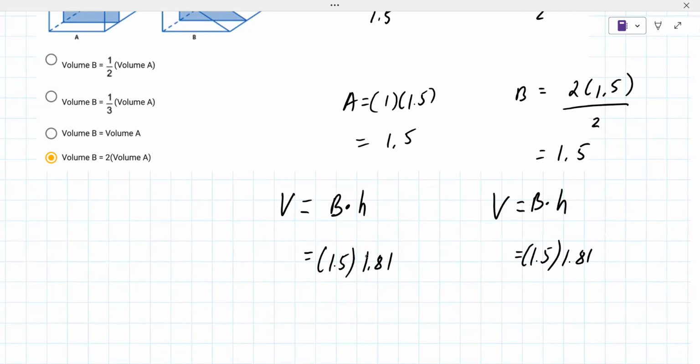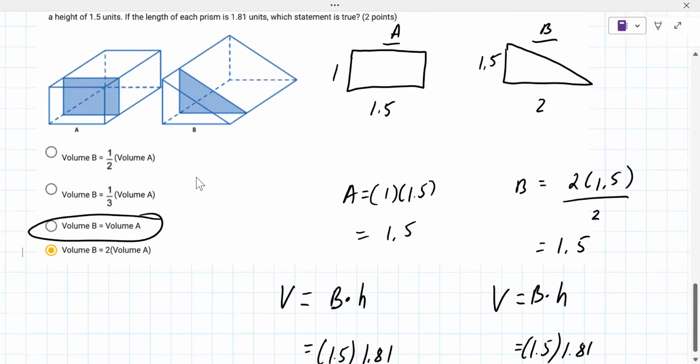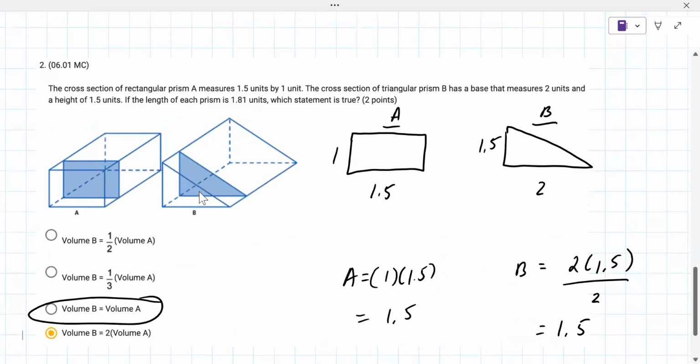So it's not going to be like volume B equals 2 times the volume of A. No, because the cross-sectional areas are the same. Got it. It's easy to look at it and be like, oh, B must be half of A, but you're making an assumption. You have to go with the numbers that are here. Got it.